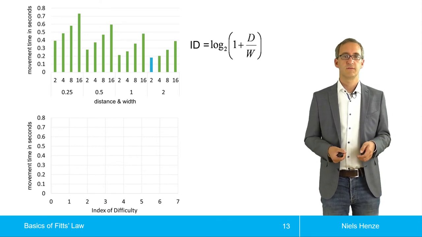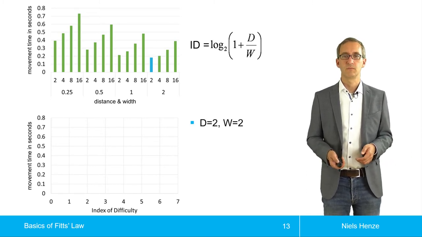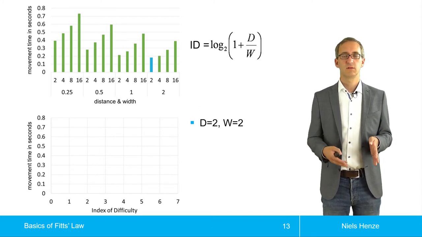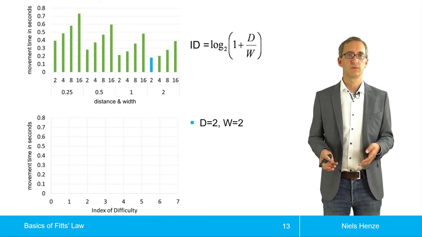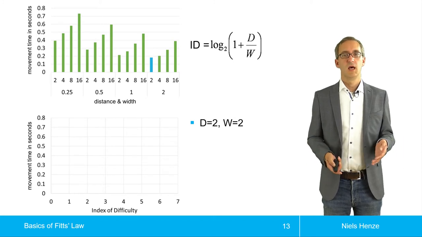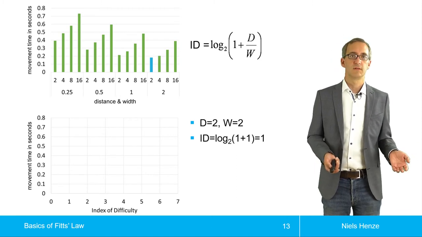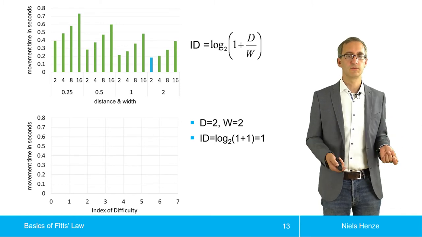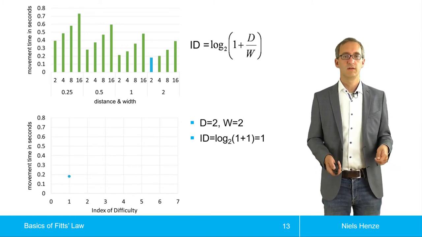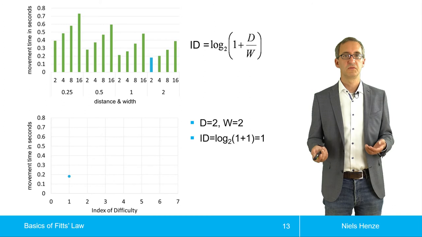So let's start with, we have both D and W are 2. And now we can put that into this ID equation. We have ID equals log of 1 plus D divided by W. D is 2, W is 2, so we divide 2 by 2. And then we have 1 plus 1. And then we take the logarithm of that, and then we end up with, well, the ID is 1. And now we put that into the graph, we go to the 1, and we can look up, oh, how long did it take for this specific target? About 200 milliseconds.